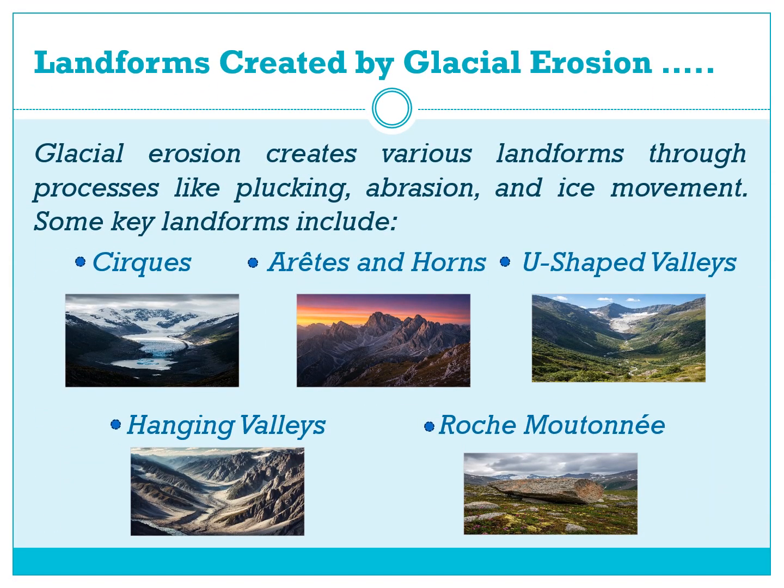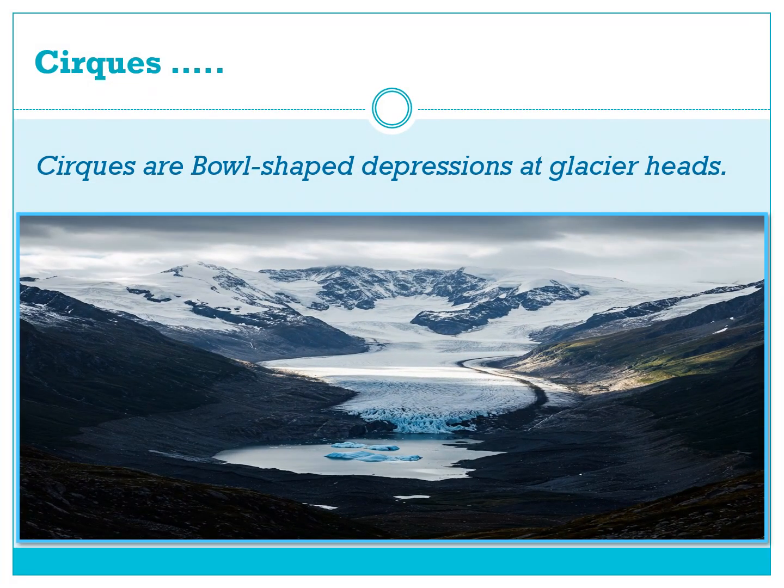Landforms created by glacial erosion. Glacial erosion creates various landforms through processes like plucking, abrasion, and ice movement. Some key landforms include cirques, arêtes and horns, U-shaped valleys, hanging valleys, roches moutonnées. Cirques. Cirques are bowl-shaped depressions at the glacial head, as shown in the picture.